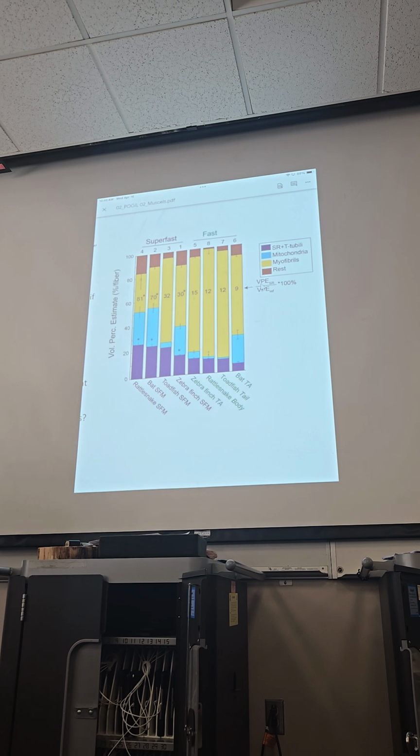Slow twitch is things like when you're deadlifting, lifting all of that weight, bench press. You're not going up and down really fast. You're going slow. Those are slow twitch. Those are strong muscles. What about mitochondria?